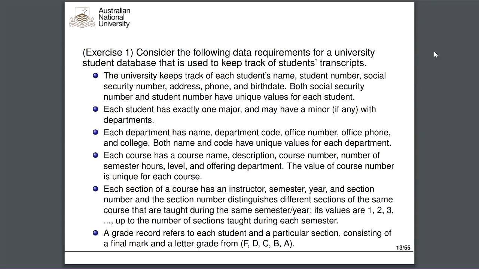Each department has its name, department code, office number, office phone, and college. Both name and code have unique values for each department, right? So those unique things can be used as primary keys. And then, again, in this case, department can be an entity.